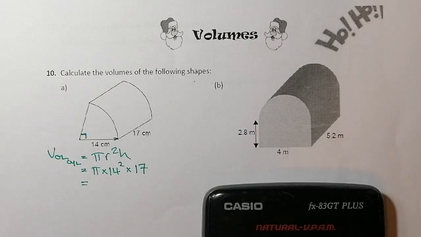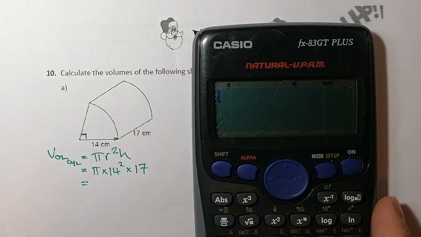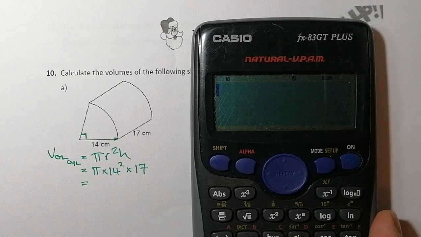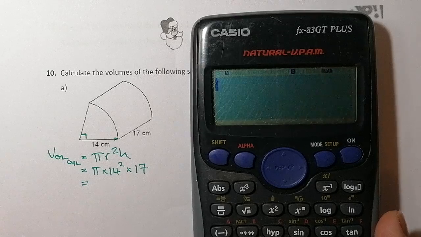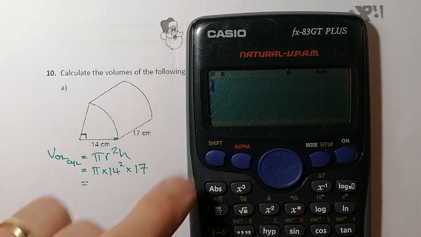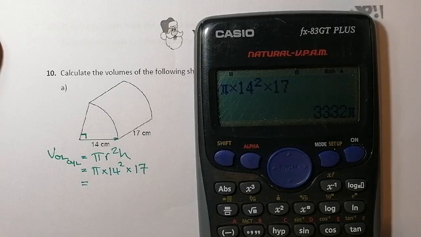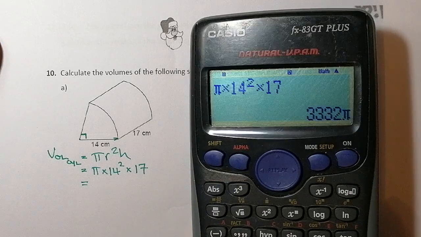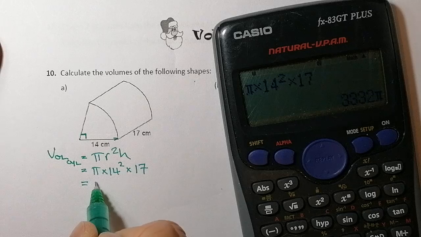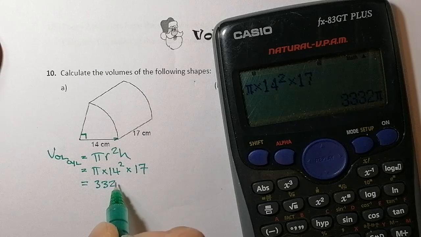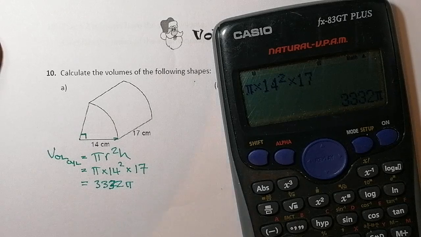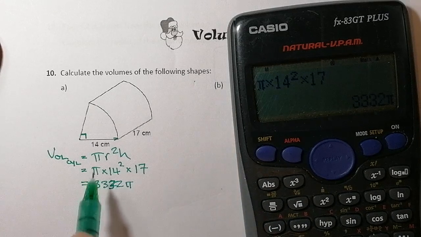Right, calculator on, and hopefully you can see the calculator. I'll just tip it if I have to. I'm going to put in the pi button, then 14 and square it, then 17. That will give me the volume of the cylinder. So the volume of the cylinder I've got there is 3332 pi, and that's going to be in centimetres cubed.